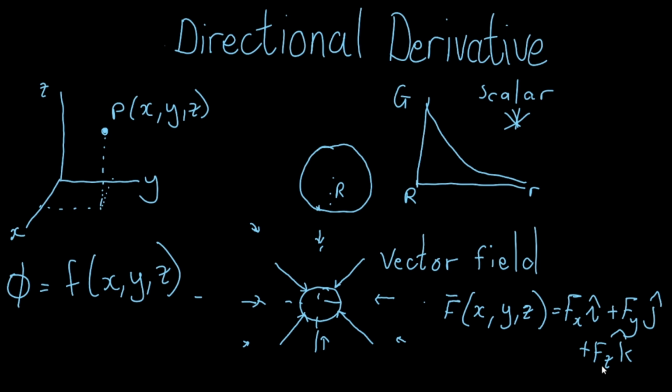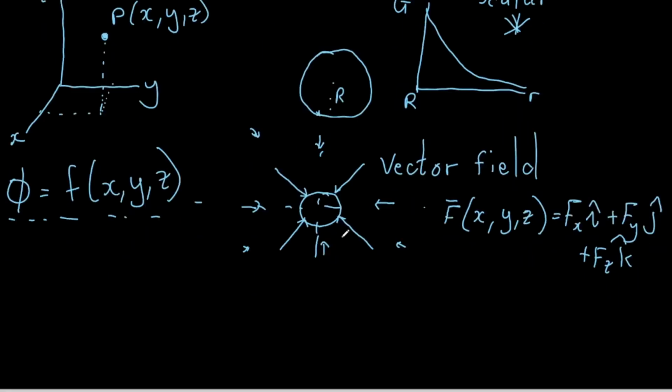So how does this relate to anything? What does this mean now? Okay, so we're going to consider the scalar field first. The scalar field is where we're going to find the concept of the directional derivative. So the first thing we want to introduce is the gradient vector.